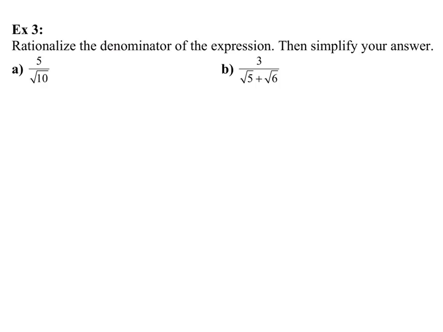All right, rationalize the denominator of the expression, then simplify your answer. So what we're going to do is take this irrational number and turn it into a rational number by multiplying it by itself. Whenever you take a square root and you multiply it by itself, essentially the square root cancels out. And that's what's going on behind the scenes. So whatever you do at the top, you have to do at the bottom.